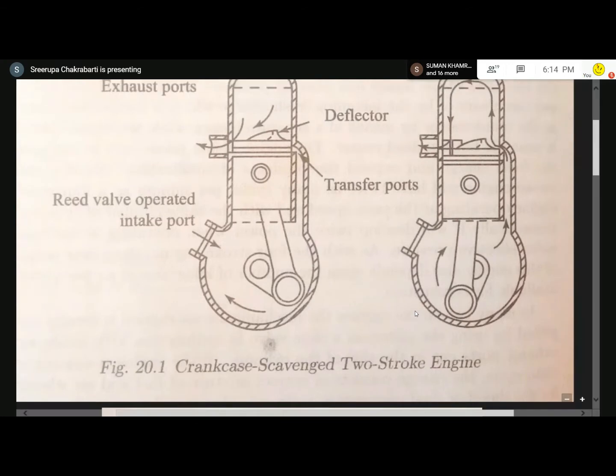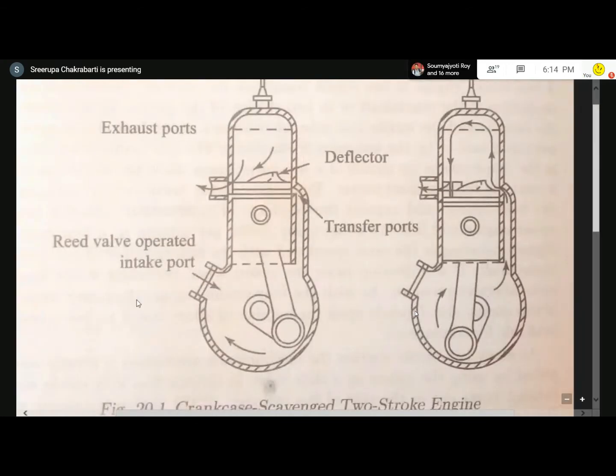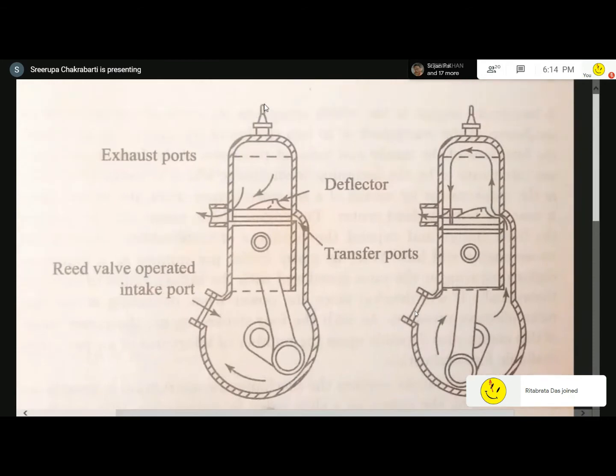As you see here, I am trying to show you the configuration. We have the cylinder, and there is the spark plug on the top. Two sectional views are shown, front sectional views in 2 positions of the piston. This is one position of the piston. This is the other position.